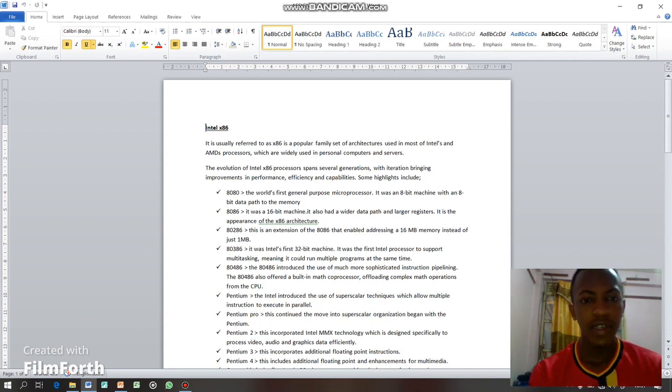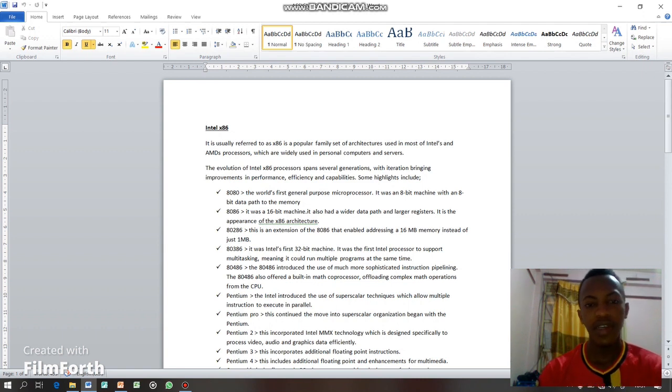So according to our text here, it says that the Intel X86 is a popular family set of architectures used in most of Intel's and AMD's processors. So the AMDs are the Advanced Micro Devices, which are widely used in the personal computers we use in our everyday life and the servers.